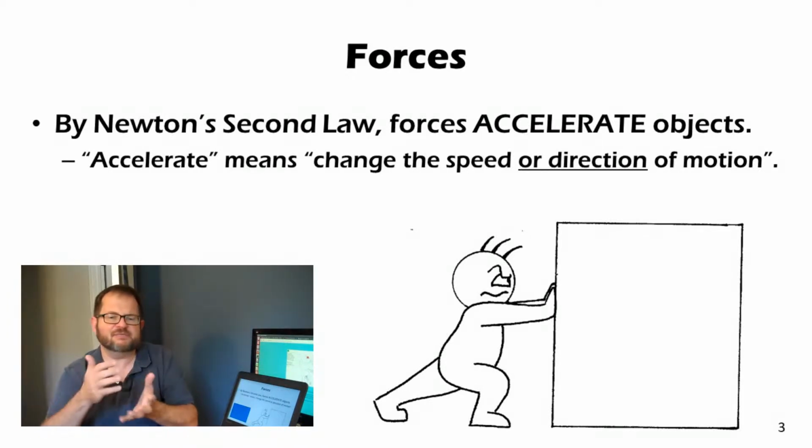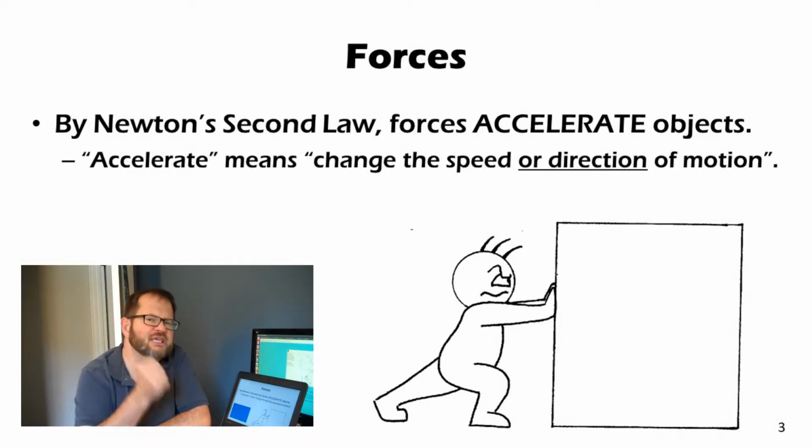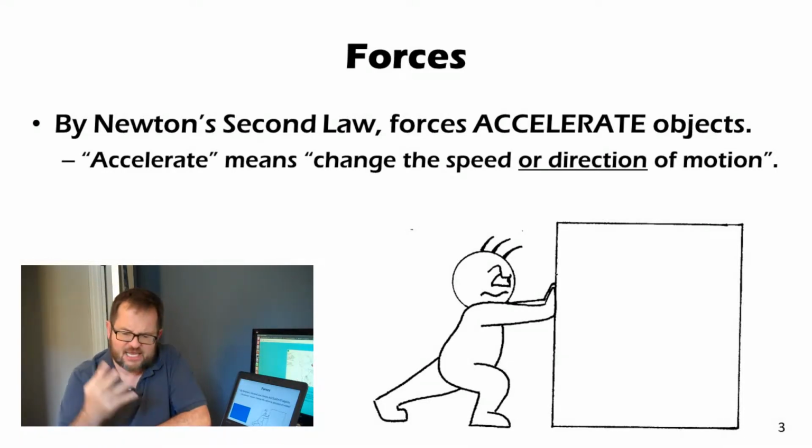They can be equal but opposite to each other and cancel out, and they create accelerations. That was really Newton's big insight. The motion of an object isn't necessarily what's being caused by the forces. It's how it's accelerating. Accelerating here in the sense of changing the speed or direction of the motion. So an object that is moving at a constant speed in a constant direction is not accelerating.